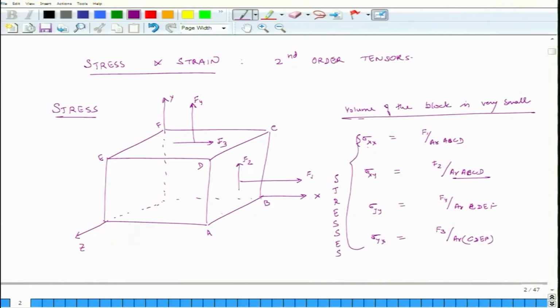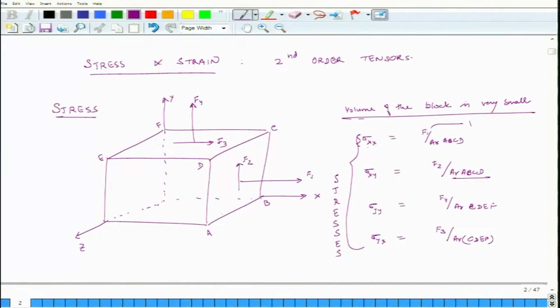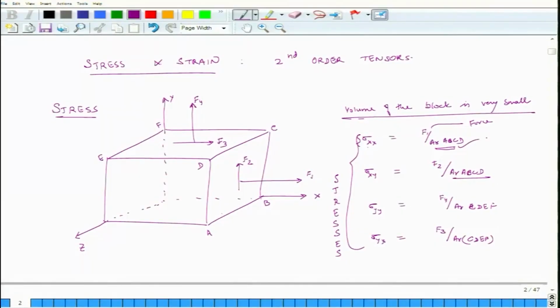We see that the value of the stress depends on 2 elements. It depends first on the force, and it also depends on the area. The numerator is force, and force is a vector, or a tensor of first order. And what about this area? Area is also a vector, because the direction of area is typically defined as the direction of the normal which is perpendicular to that surface. So, this denominator is also a tensor of order 1, and so is the numerator.